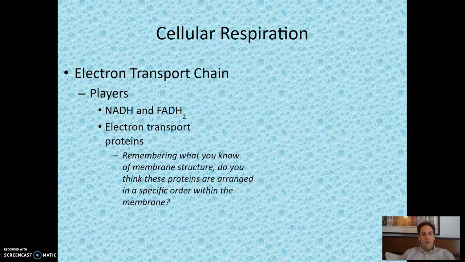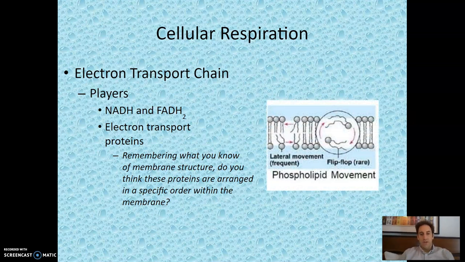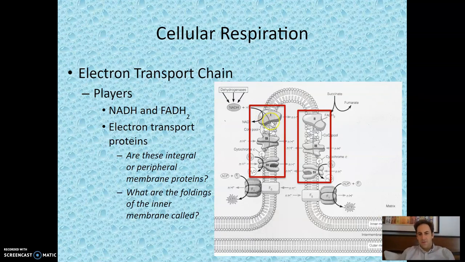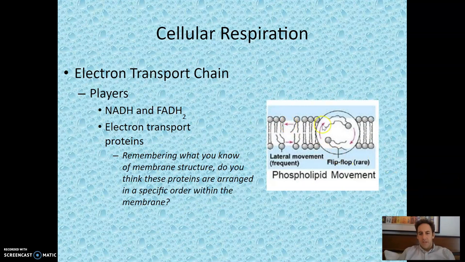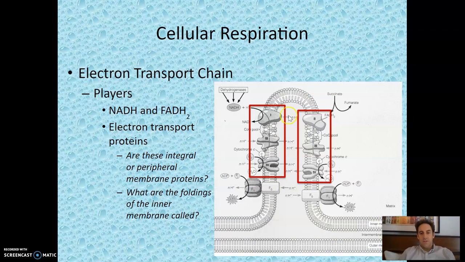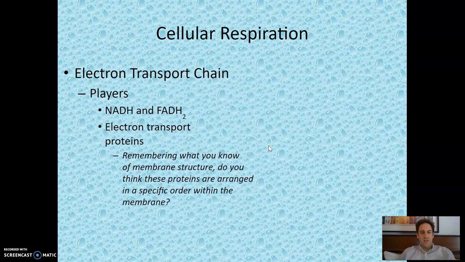And then one other little point, remembering what you know of membrane structure, do you think these proteins are arranged in a specific order within the membrane? In other words, are they arranged like this where they're rigidly locked in place? This first one here, second one here, third one here. And hopefully you know the answer is no, because remember, the membrane is constantly moving around. It's a fluid mosaic. And so in reality, these proteins are all wiggling around all over the place in the membrane. And in order for them to pass the electron, they have to bump into each other. And so this is the order in which they need to bump into each other to make things happen. It's not like they're rigidly locked in place. They're all wiggling around and ultimately will bump into each other. So just keep that in mind too.